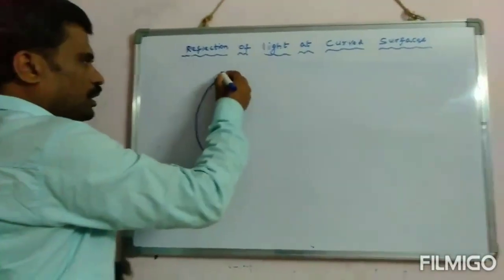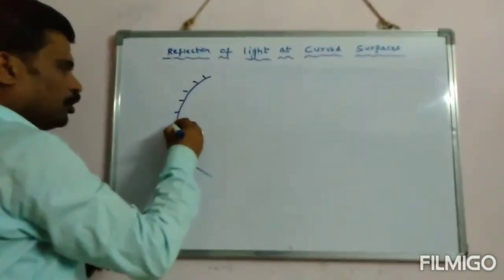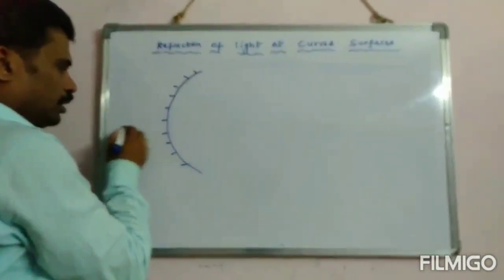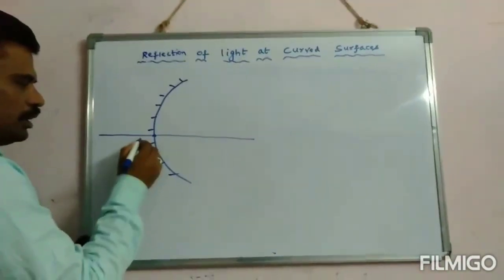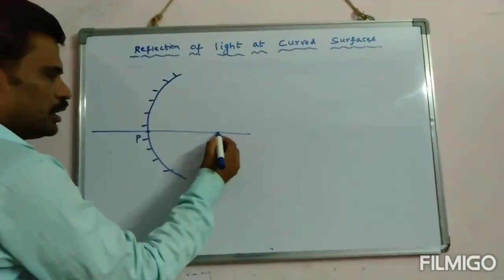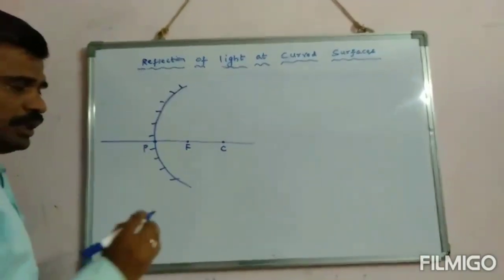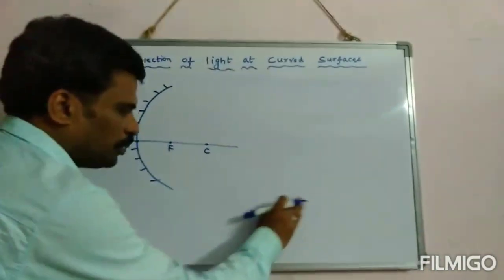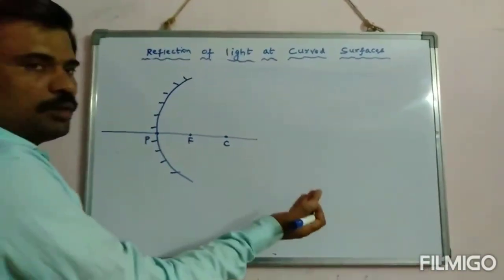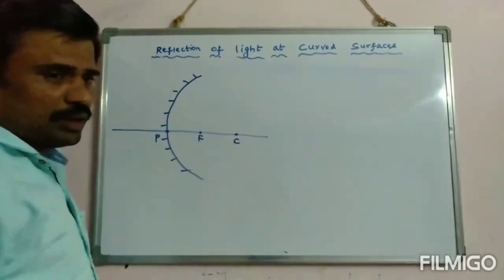Now you can see here a concave mirror. Already yesterday I have said the terms related to the concave mirror. This is the pole, center of curvature and the focus. Now where we have to place the object? We have to place the object before the reflecting surface.